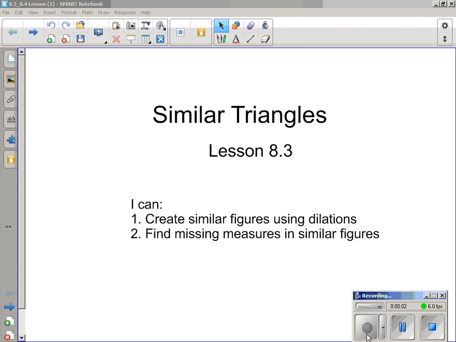All right, hello and welcome to lesson 8.3 for geometry, similar triangles. So your goal today will be to create similar figures using dilations and find missing measures in similar figures. Okay, so we're going to get started on this.